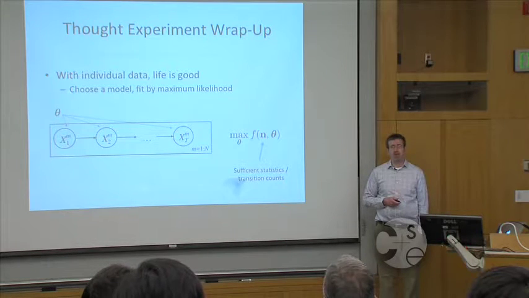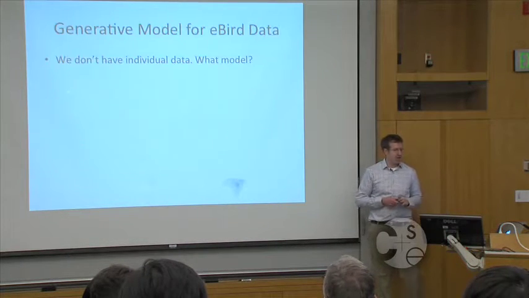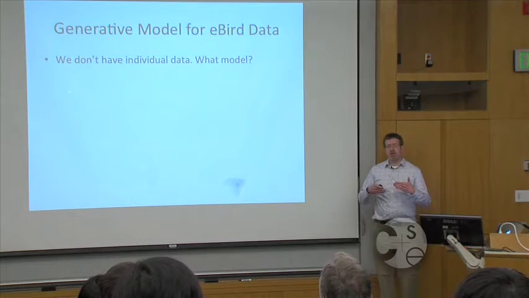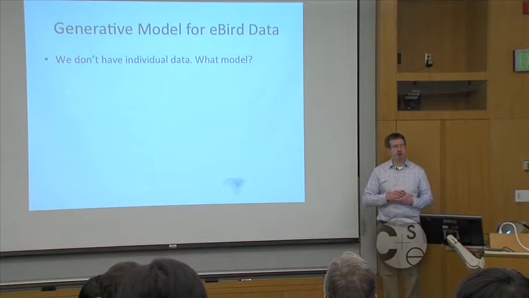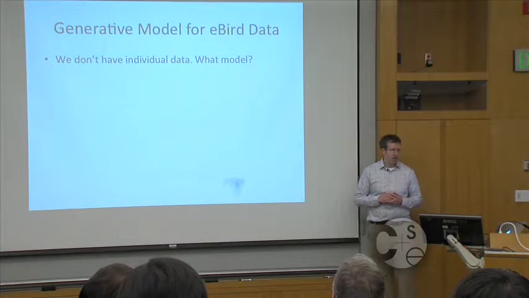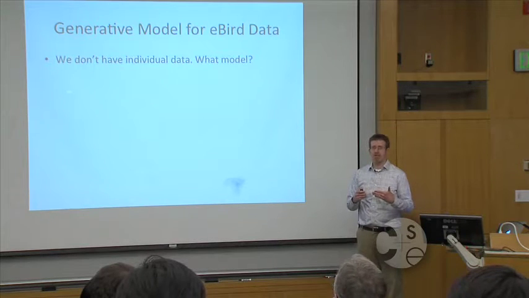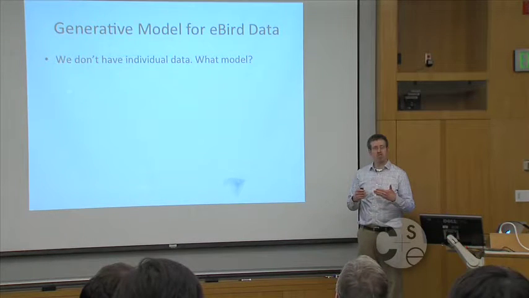Okay, but unfortunately we don't have individual data. So what should we do? We're going to follow the same approach. We're still going to write down a generative model for the data that we have. Okay? And so the question is, we don't have individual data. What model should we use? Anyone have any ideas?